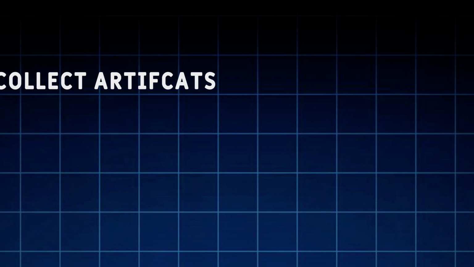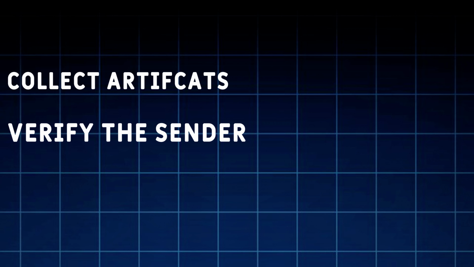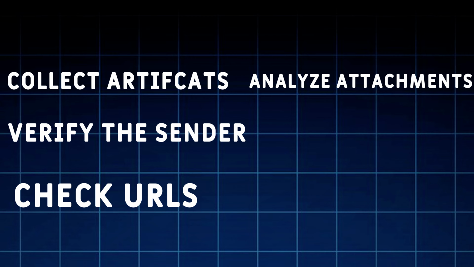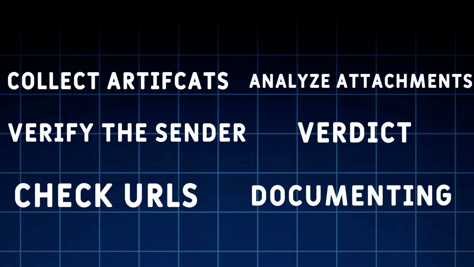We're going to collect artifacts, verify the sender, check the URL against reputation tools, analyze the attachment, make a verdict, and document everything. The best part about this analysis is I'm going to be doing it on a real phishing email with real malicious links and attachments. I'm going to be doing this all on a virtual isolated machine, making sure not to run anything or click anything. Never forget that when you're actually analyzing a real phishing email. Now let's go ahead and see how this workflow handles actual threats.